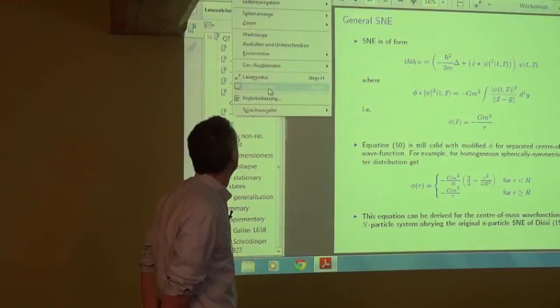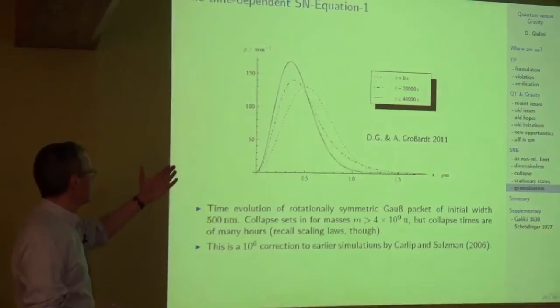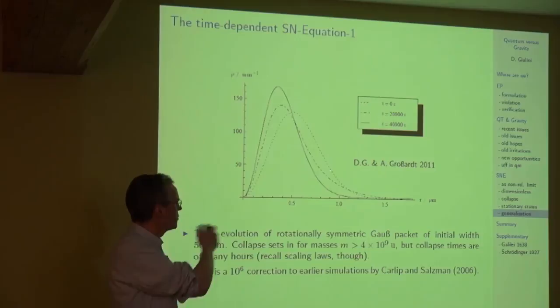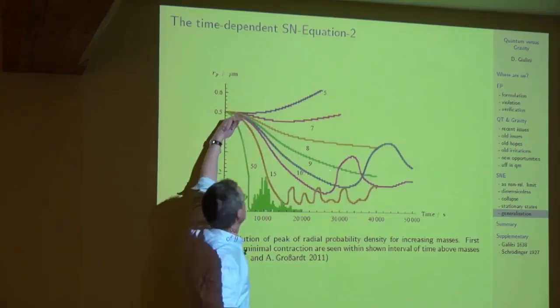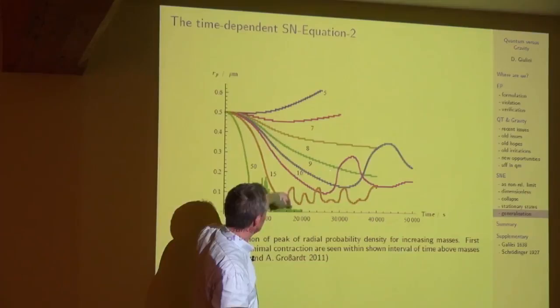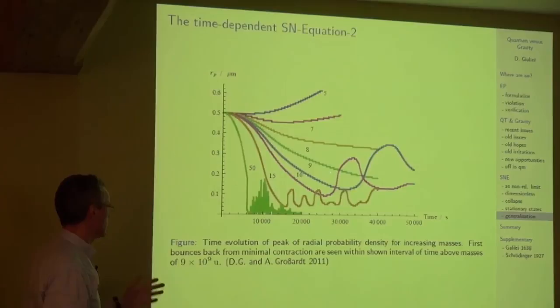Okay. So this is where we were. And this is just a static picture of this, and you see that you have 40,000 seconds here for refocusing of this wave function. This is the peak of the wave function. If you have 5 times 10 to the 9 atomic mass units, it spreads. Then it starts to refocus. If you increase the masses, then it refocuses and bounces back and forth. And that's just what you have seen in the movie. And that brings me to the conclusion.